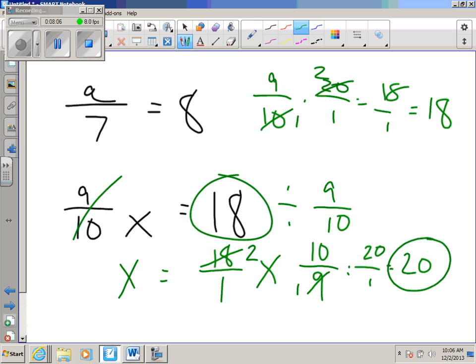So sometimes your variable is actually part of the fraction. When your variable is the numerator, you will do what operation? Multiply. When your variable is next to the fraction, you will divide, but you'll ultimately multiply by the reciprocal, which is what you do when you divide with fractions.